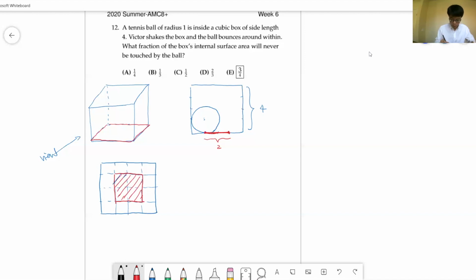the total area. The total area is 4 squared, subtract the area that can be touched, 2 squared, over the total area 4 squared, which is 12 over 16, which is 3 over 4. Of course, here I just calculated one face, but this is the same for each of the faces. So the answer is 3 over 4.